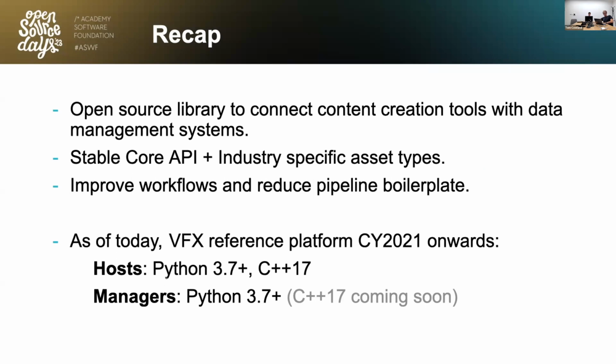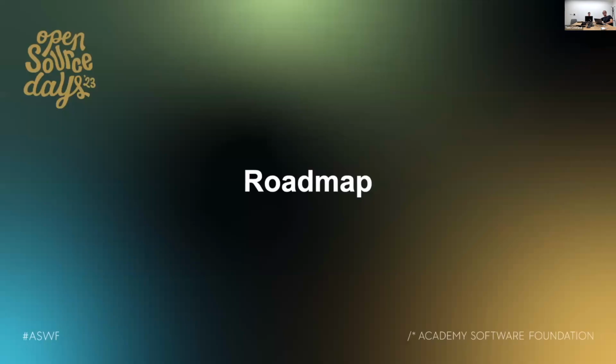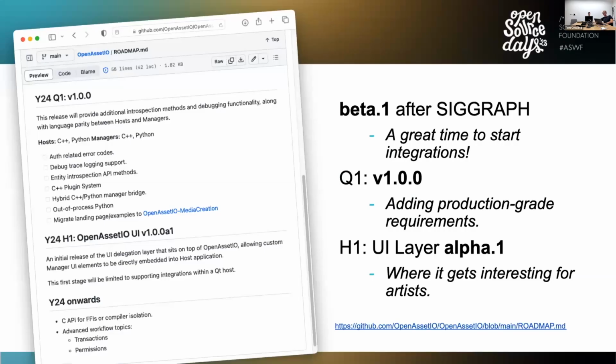As of today, DCC tools and applications can be Python or C++. Right now, managers are Python only, but C++ is coming soon, as we alluded to above. There's a roadmap on GitHub if you want to have a little look. We're looking for a beta, which is where we see this core surface area being stable, hoping for a V1 sometime at the beginning of next year. And then after that, we're going to move on to the UI side of things, where it really starts to get a lot more relevant for artists.